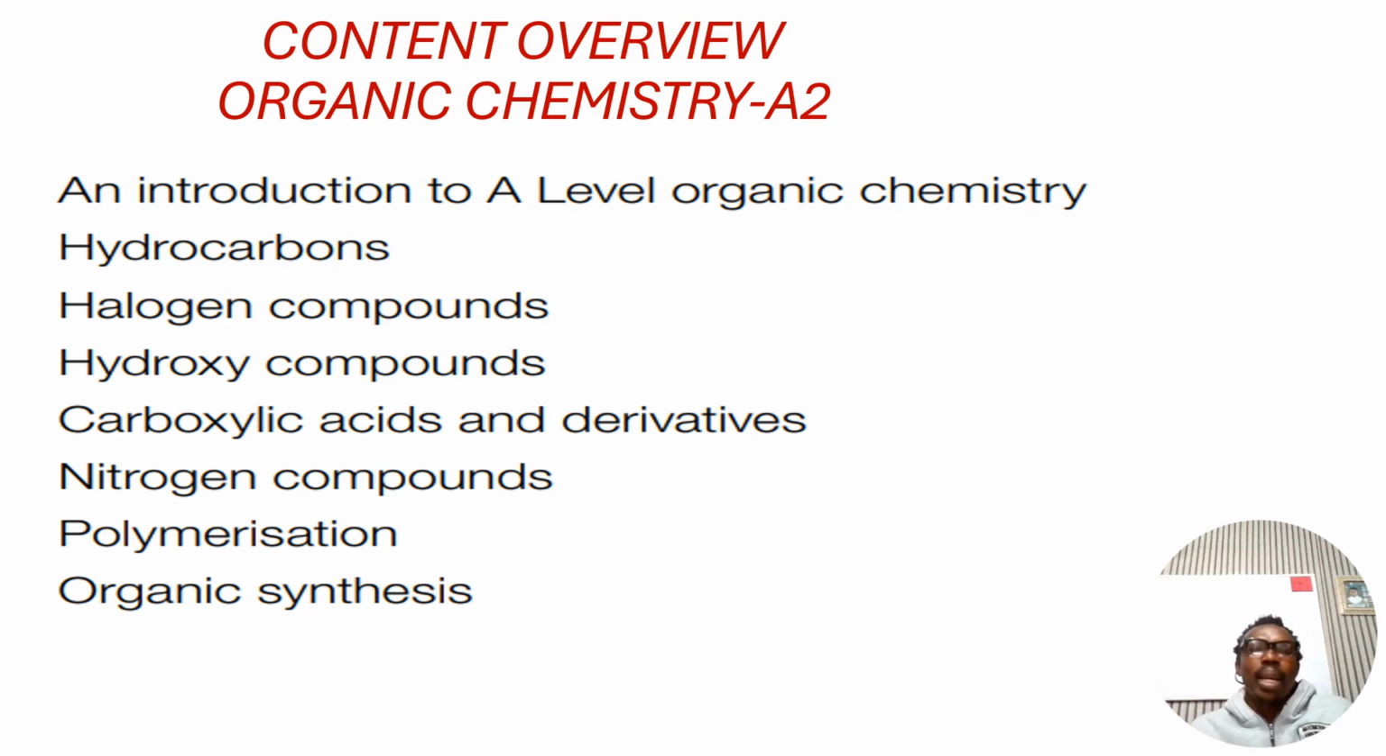Then we'll be looking at carboxylic acids and derivatives of carboxylic acids. We'll be looking at nitrogen compounds, and talk about amines, amides, and the rest. Then we'll look at polymerization. Here we'll talk about condensation polymerization and addition polymerization. Here we'll be looking at more of condensation polymerization that leads to the formation of polyesters and polyamides. Then we'll look at organic synthesis generally. So these are the content overview for organic chemistry work A2.